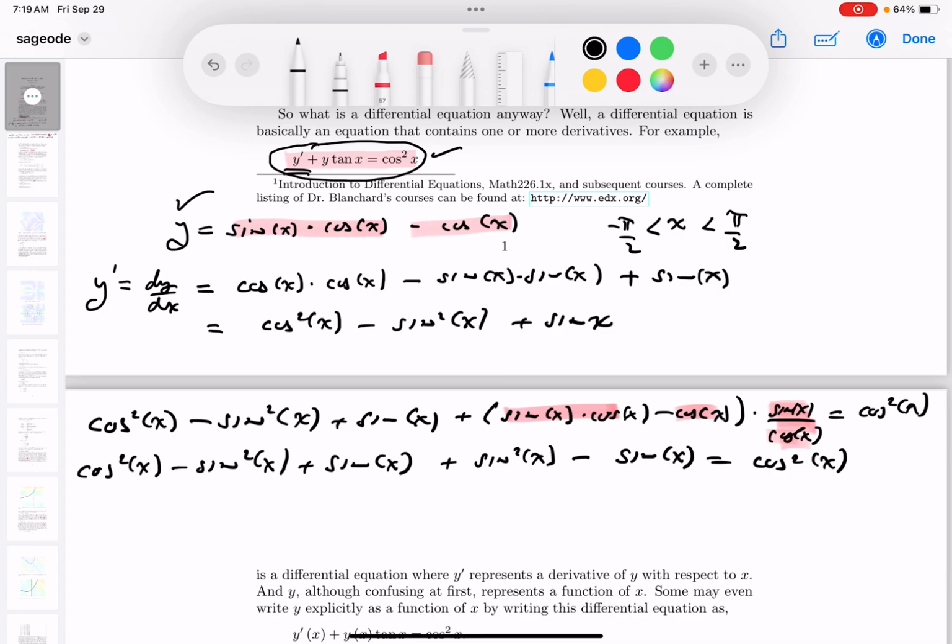Let's take a look. I'm seeing things over here. I'm seeing that the signs disappear, right? Plus sign, minus sign's nothing. I'm seeing the sine squareds disappear. And what am I left with? Cosine squared x equals cosine. Whoops. Let me get my eraser out. Cosine squared x. This is true.